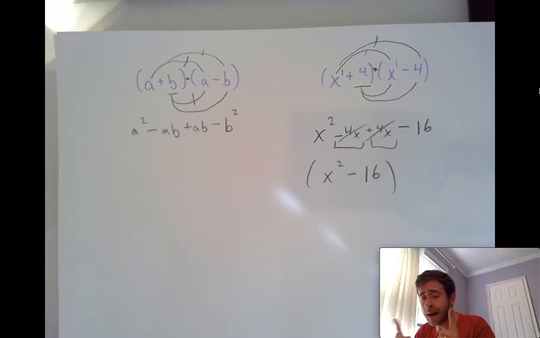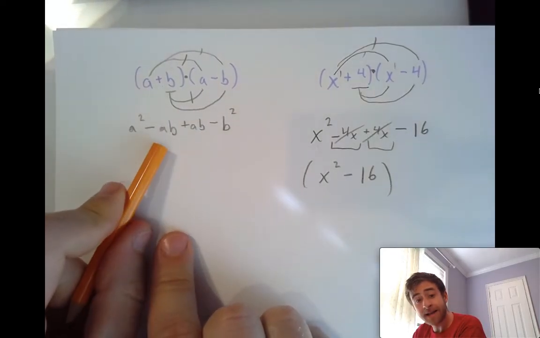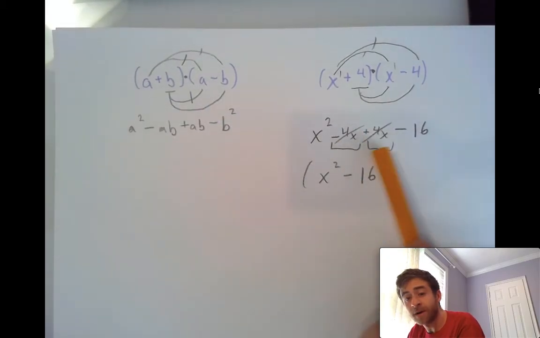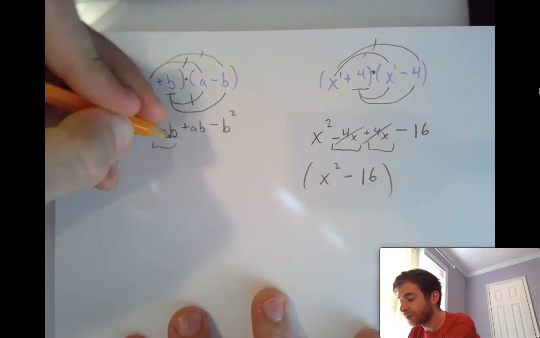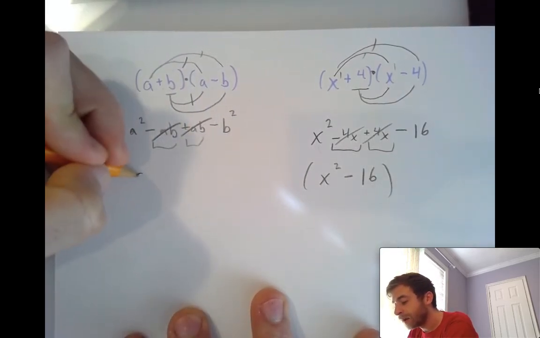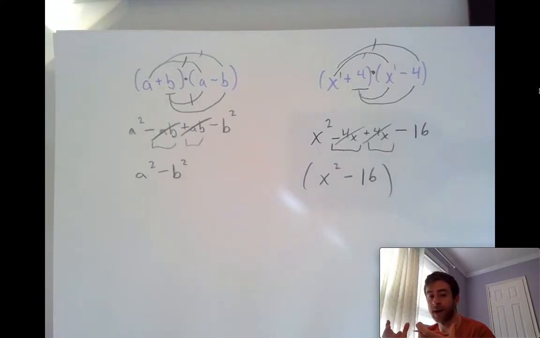And notice what happens here. When I go to combine my like terms, I have a minus ab and a plus ab. So just like we saw on our first example, these two are actually going to cancel each other out, and I'm left with a squared minus b squared.